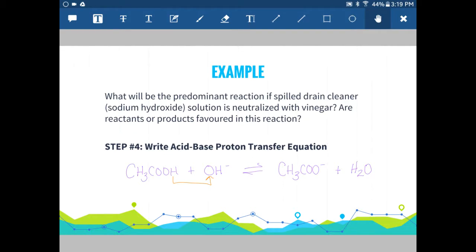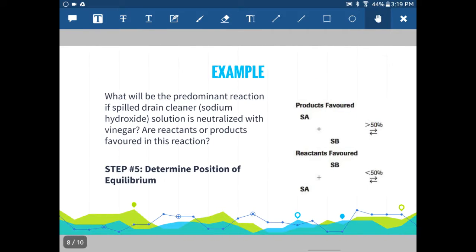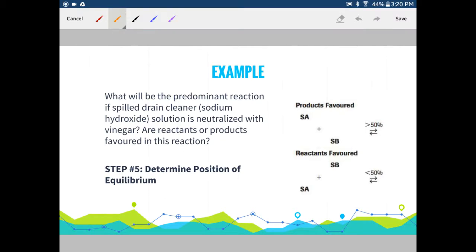Now, our last step is to determine the position of our equilibrium. This is something that I also like to add into my data booklet, and I'll show you where I'd write that in a minute. But essentially, if we consider this image here on the side, we have our products favored, and we think of these as columns.